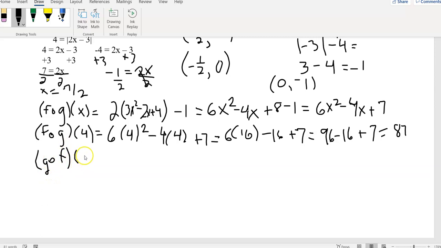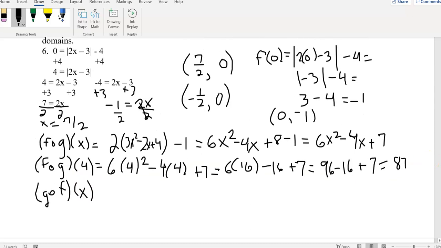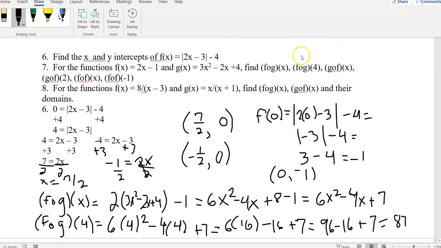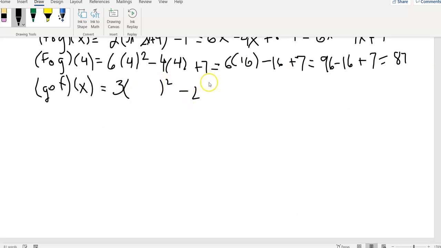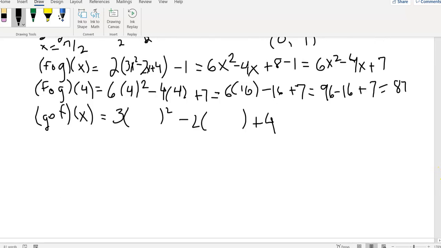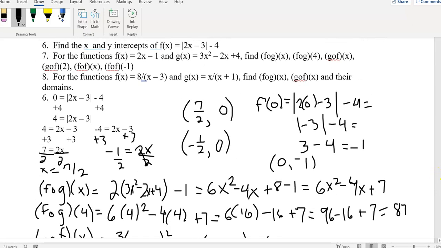Okay, so g is first in the notation. We are going to put our x's into our parentheses into the x's of g. So 3 parentheses squared minus 2 parentheses plus 4. Okay, so 3 parentheses squared minus 2 parentheses plus 4. Now I'm just going to double check that I didn't remember anything. There we go, yeah.